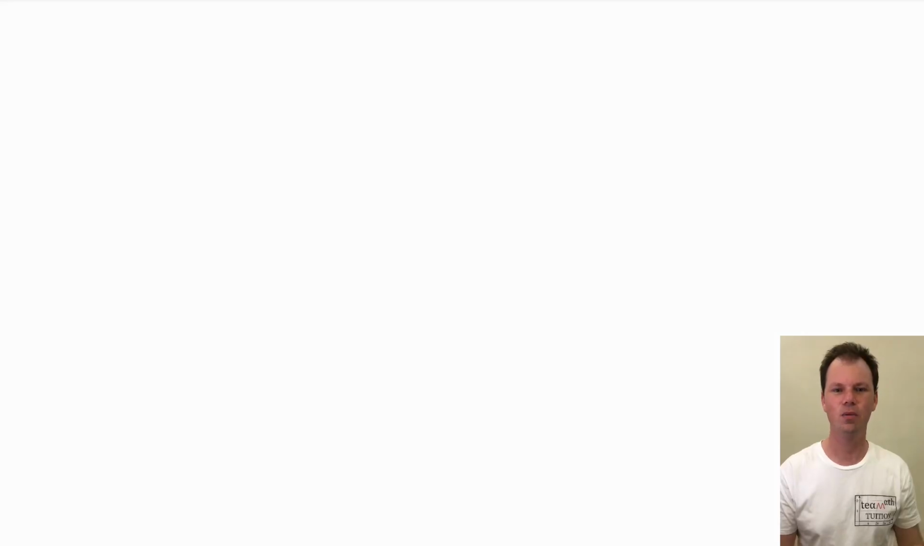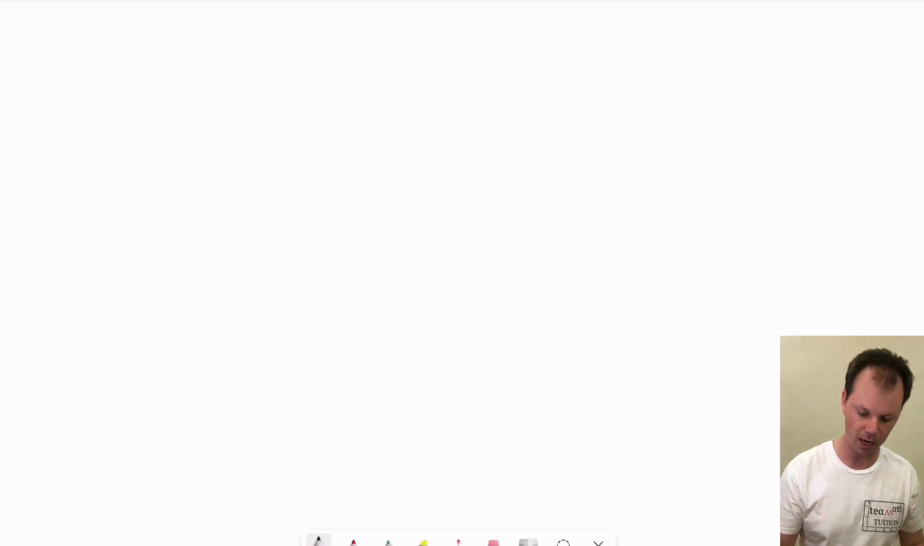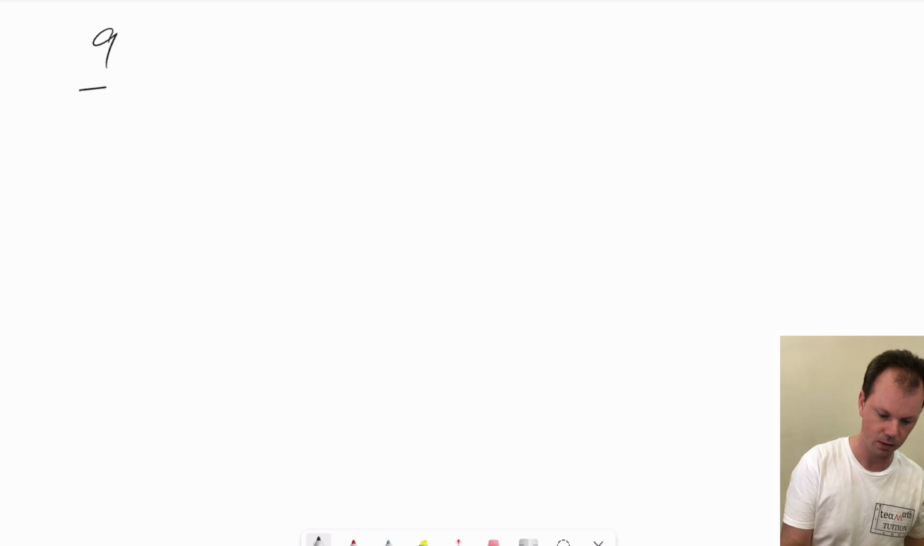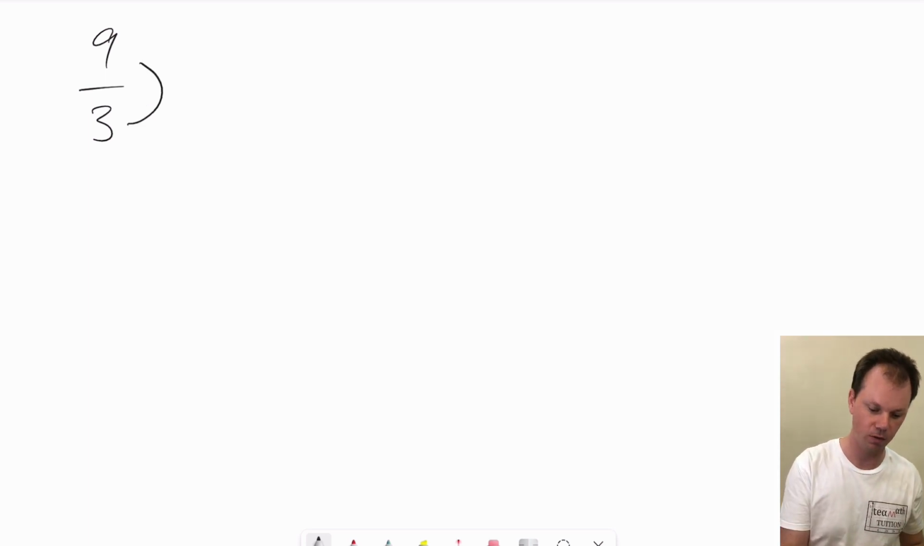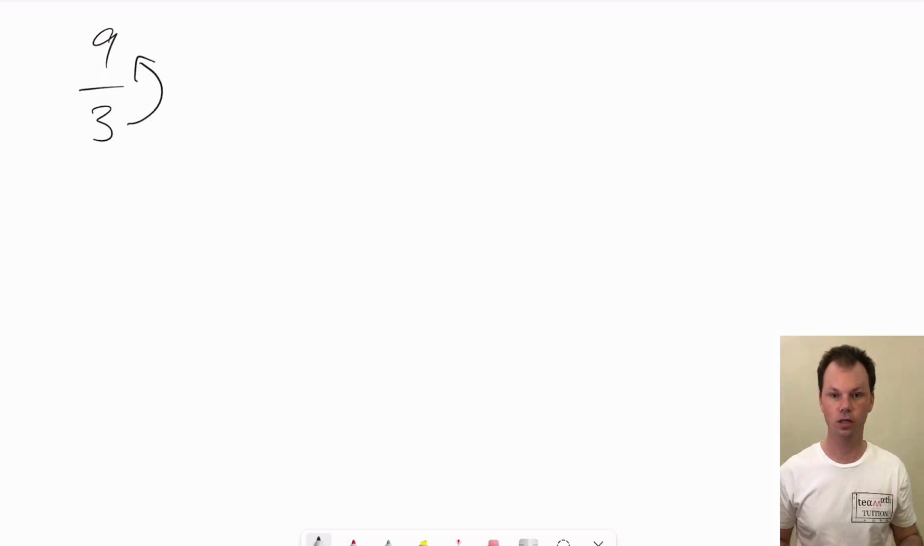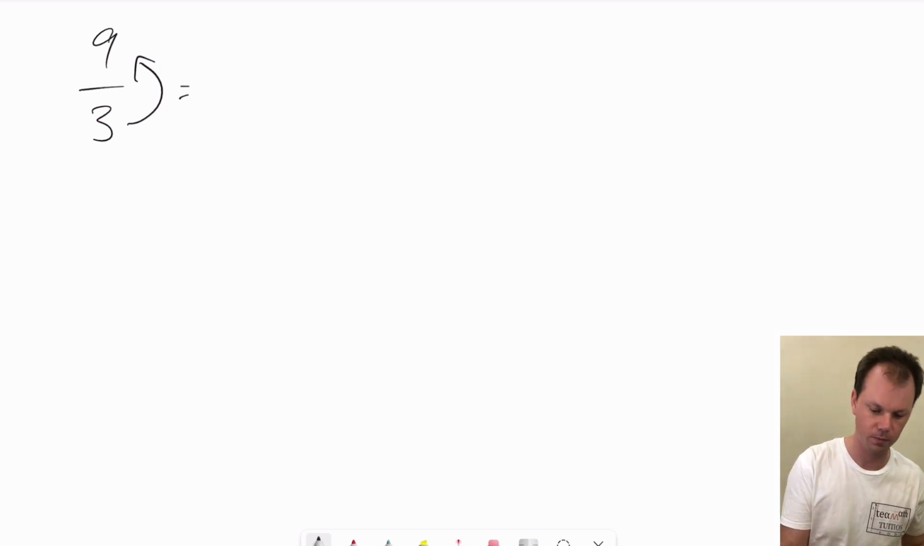Hi, today we're going to look at dividing fractions, but before we do, we're going to look at what a fraction really represents numerically. So if I write the fraction 9 divided by 3, this means how many times does 3 go into 9? So it goes in 3, 6, 9. It goes in 3 times, right?